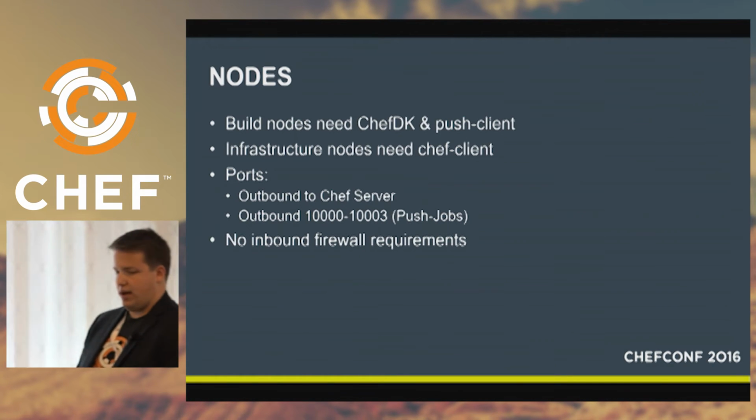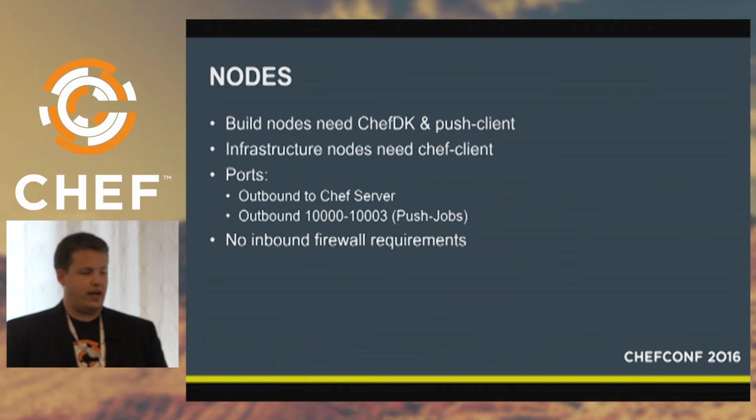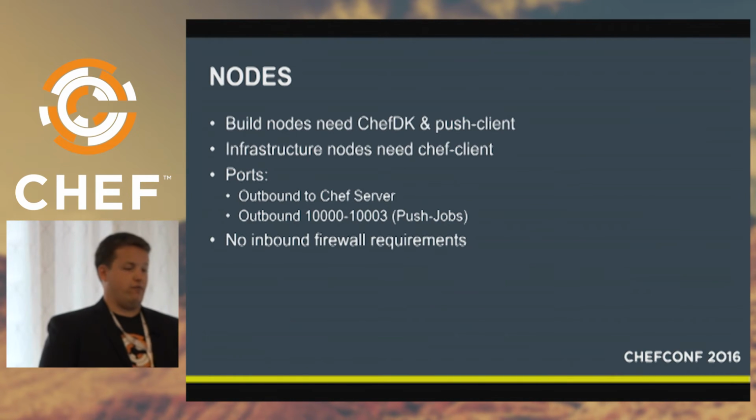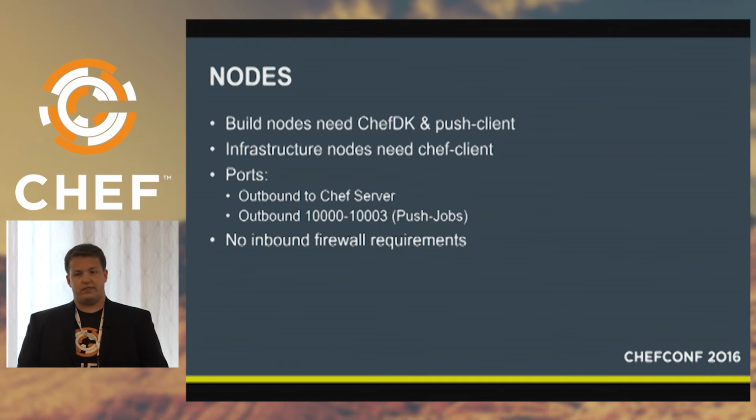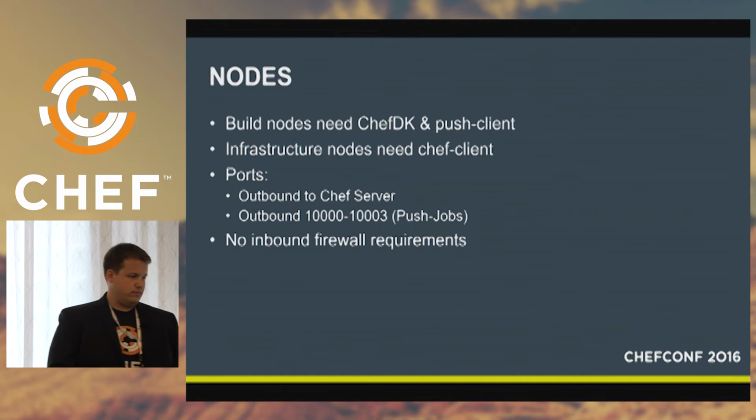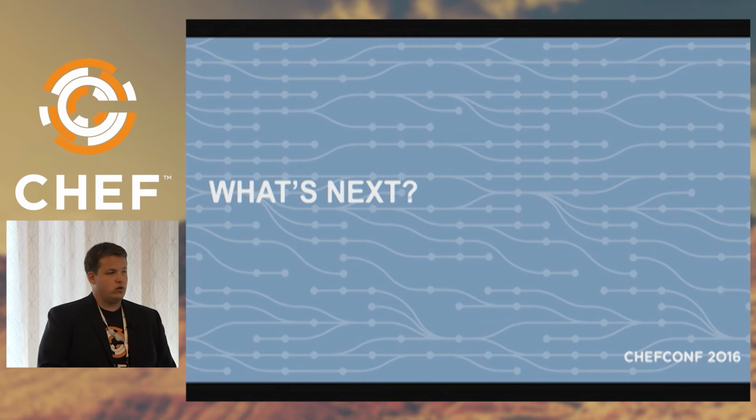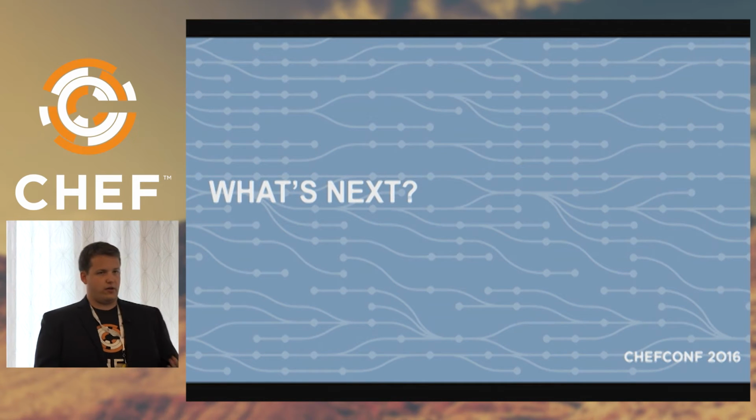Again, from a security standpoint, the nodes just need outbound access. They need outbound to the Chef server on 443, and they need outbound 10,000 to 10,003 to push jobs. So that's really the core components of it.